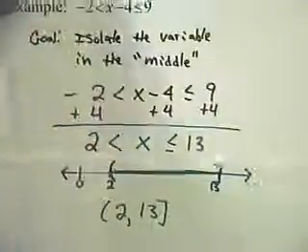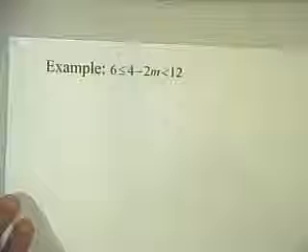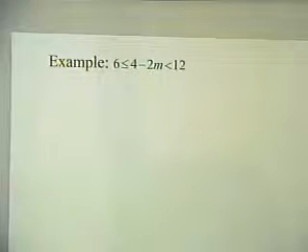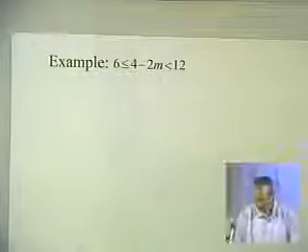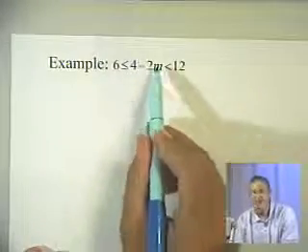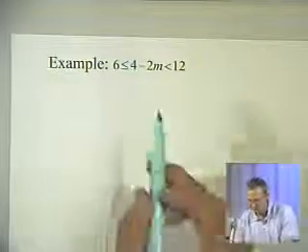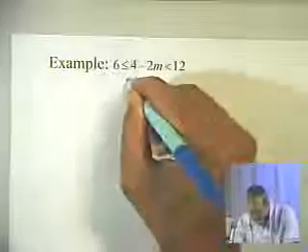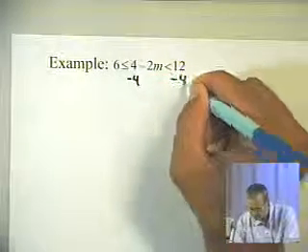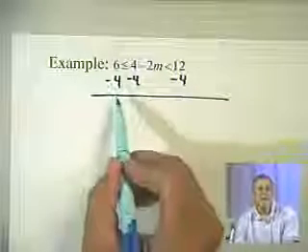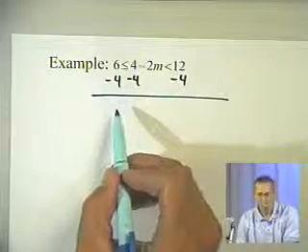All right, let's do another example. Maybe a little more complicated, but still our goal remains. We want to isolate the variable in the middle. That means we want to get the m by itself right here. So a couple things we need to do. The first thing we need to do is get rid of that 4. So let's subtract 4 from all sides here. Again, subtracting does not affect the direction of the inequality symbol.